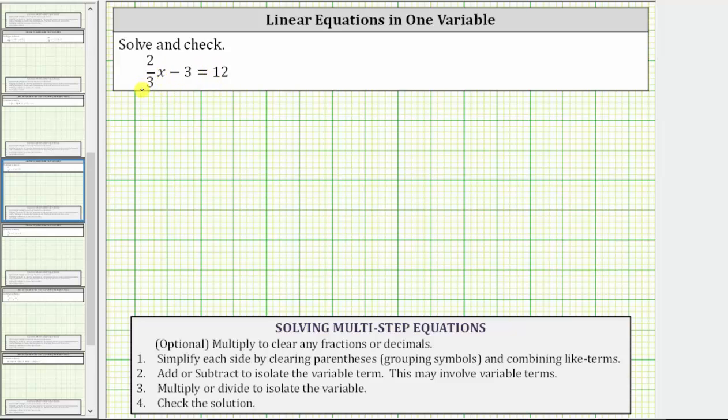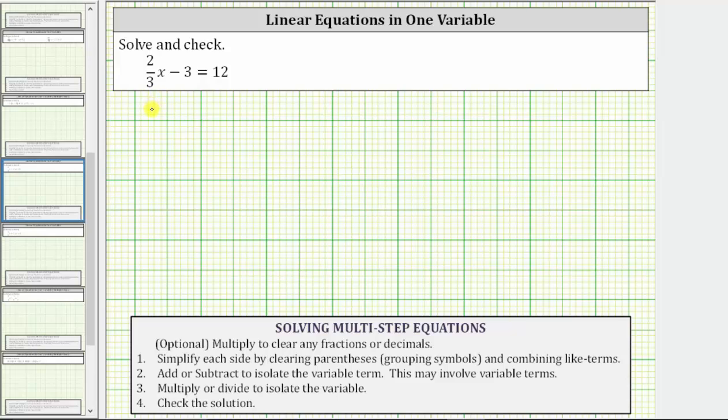Notice how the given equation does contain a fraction, so we do have an optional step to multiply both sides of the equation by a constant to clear the fraction from the equation, but this is an optional step. Let's first solve the equation as it is, and then we'll come back and solve it again by clearing the fractions, just to show we will get the same solution.